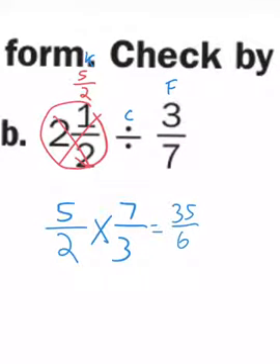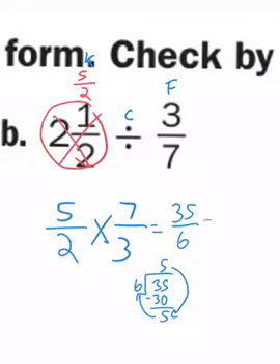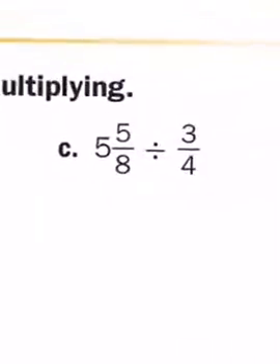And when I divide, 35 divided by 6, I get 5 and 5/6. So if you had 5 and 5/6, give yourself a C. If not, pause the video, make your corrections, and then move on. All right, how'd you do in C?